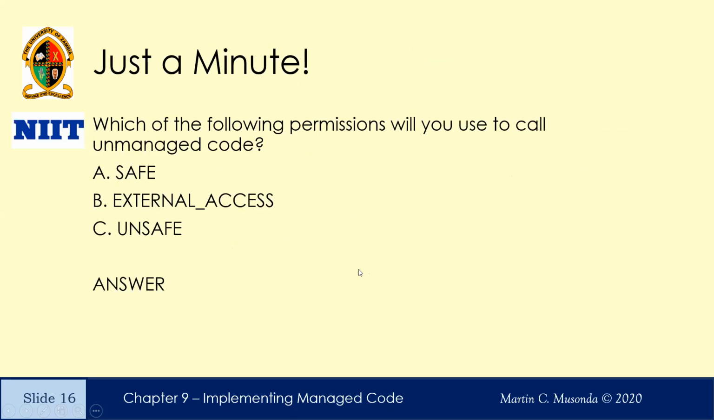Okay, another question to see what we are looking at. Which of the following permissions will you use to call unmanaged code? A, safe. B, external access. C, unsafe.